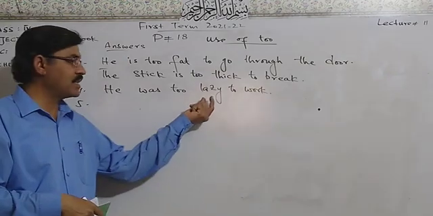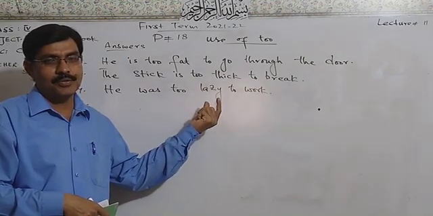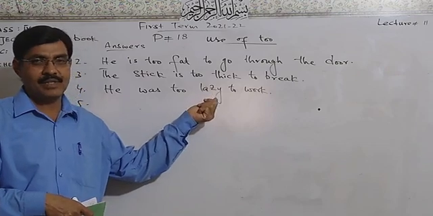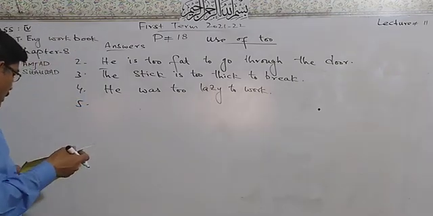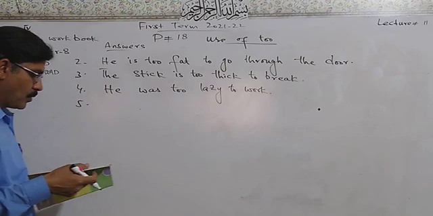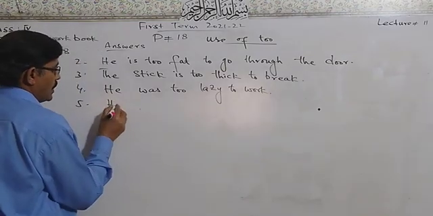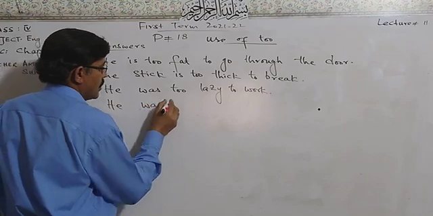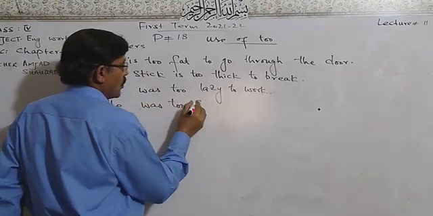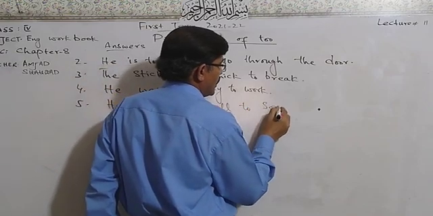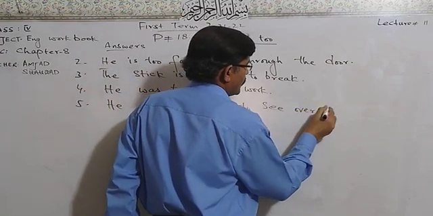Most of our Arabic students, they don't know how to write this Z in small letters. That's why I wrote a Z like this one. Five, he could not see over the wall. He was too small to see over the wall.